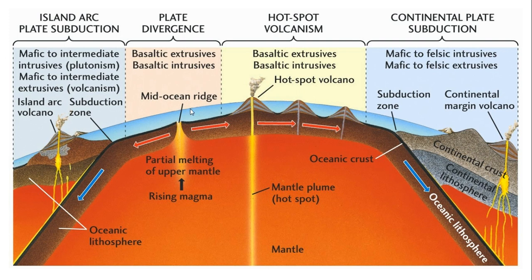So again, island arc plate subduction, you'll get volcanism. Divergent plate boundaries, you'll get volcanism. Hotspots, of course, you get volcanism. And then continental plate subduction, you still get volcanism. So anywhere you have a plate boundary, you're going to get volcanoes, just like you're going to get earthquakes.